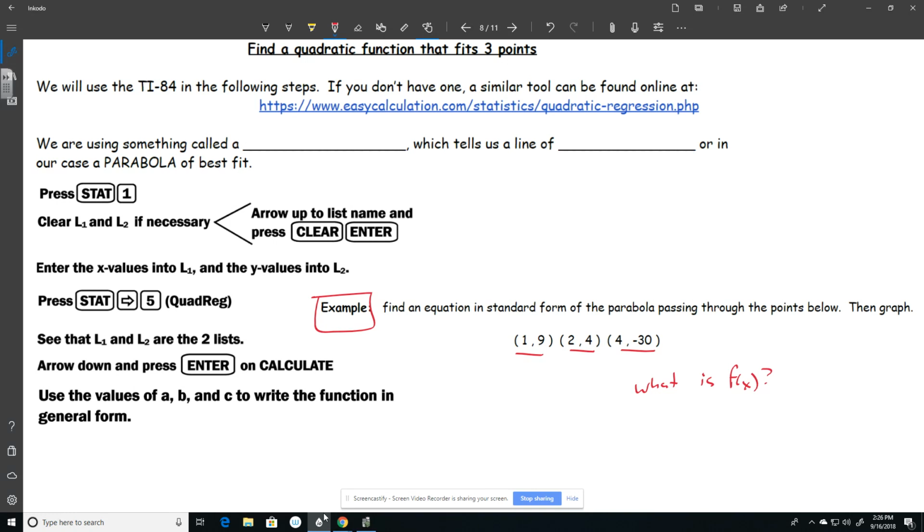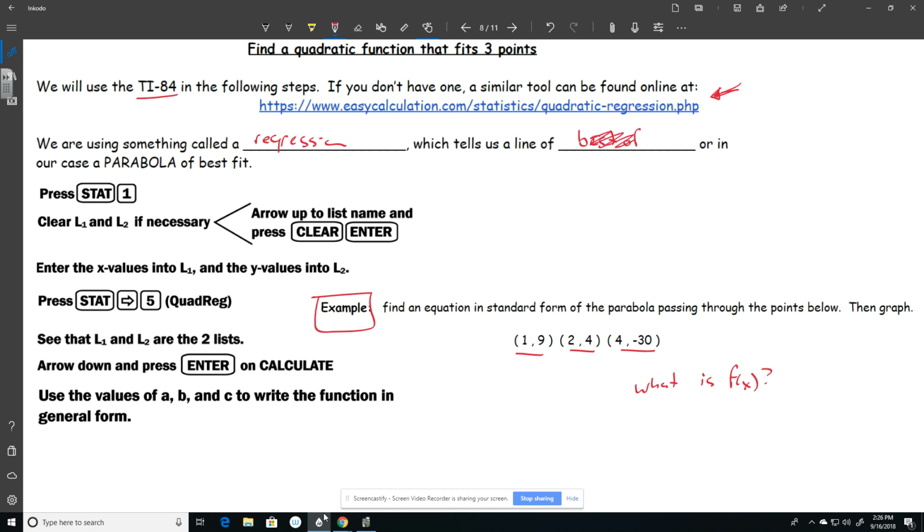Okay, and what we do is on the TI-84, here's the steps that you're going to go through. Again, I'll walk you through those really quick. If you don't have a TI-84, you can go to this website, and it'll give you an easy tool to do the same stuff. You're going to plug in the numbers, click on the button, and it'll give you the function. Basically, what we're doing is we're going to create a regression. This tells us what is the line of best fit.